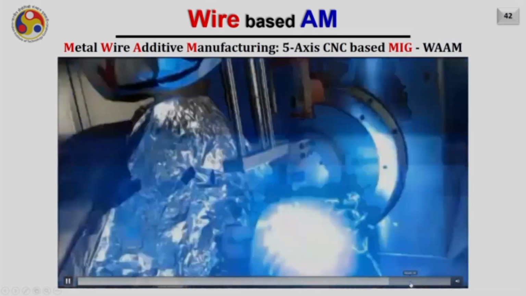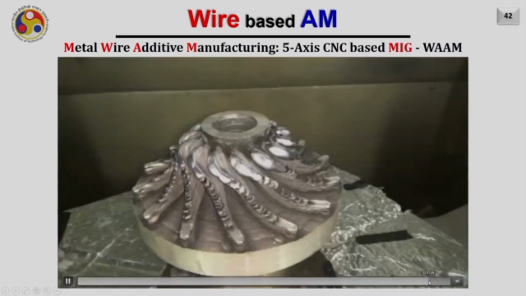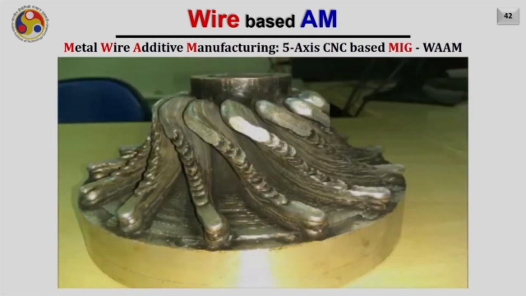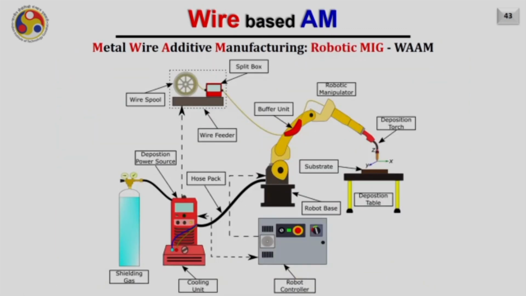After repeating it, ultimately you will be able to have a near net shape as you are seeing in this diagram. And later on the same can be finish milled to obtain the final object. Also, instead of using the conventional 5-axis CNC machines, one can use a robotic arm as well. So here you can see there is a robotic arm and it is depositing the material on the substrate.